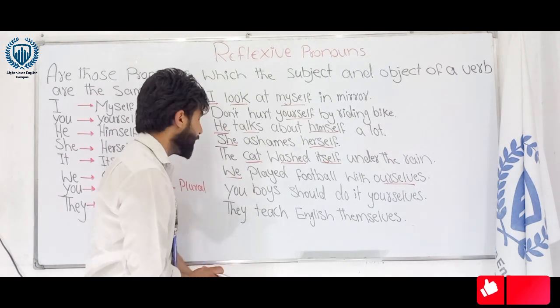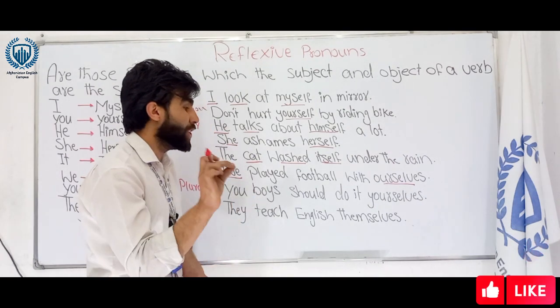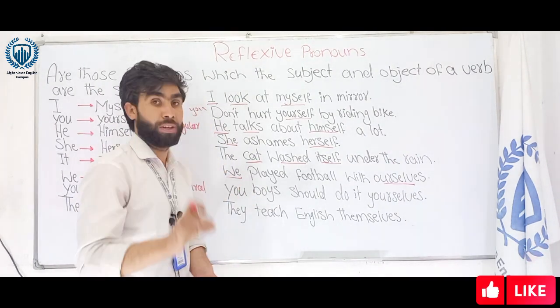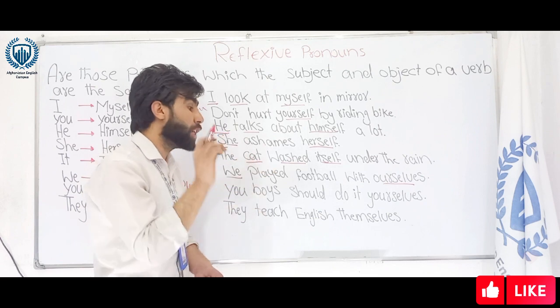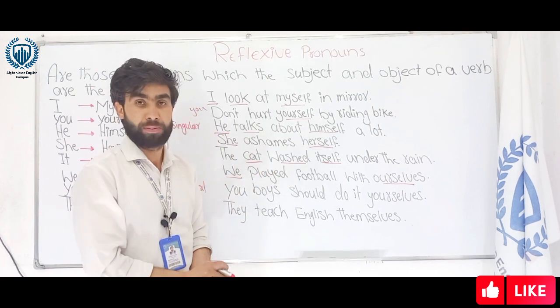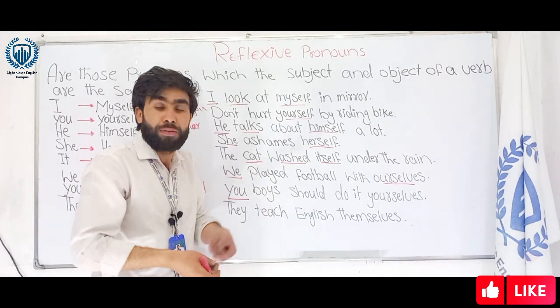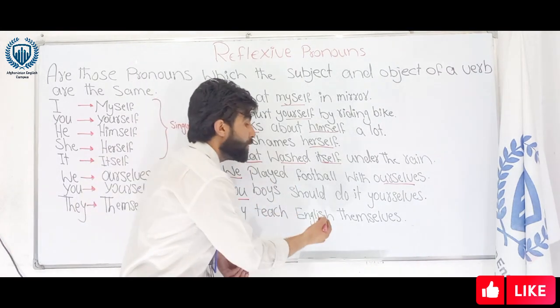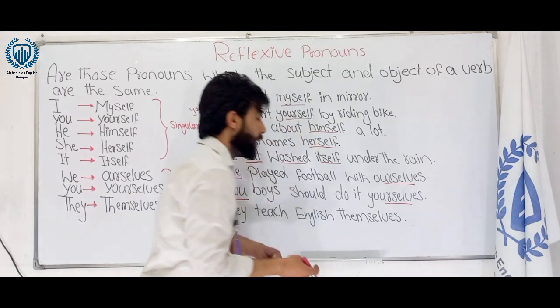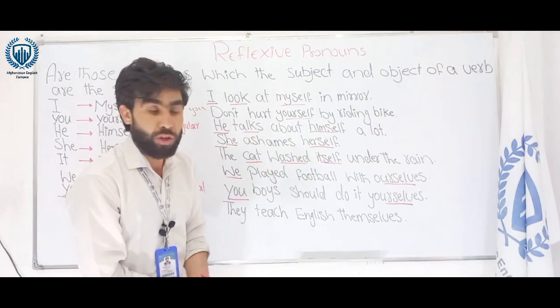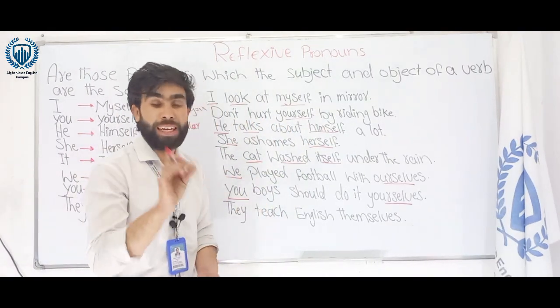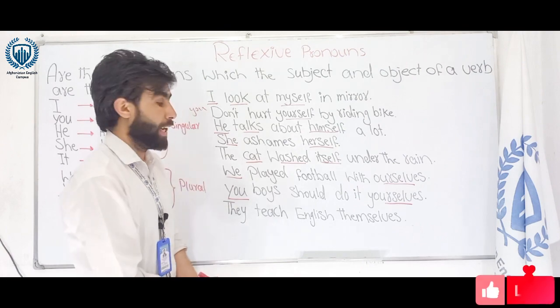The next sentence, you boys should do it yourselves. شما بچه ها باید خودتان انجامش بدید. You is the subject. خودتان چی هستین؟ فاعل هستین. And you have to do it. خودتان باید اینو چی کنین؟ انجام بدین. Yourselves is the reflexive pronoun.